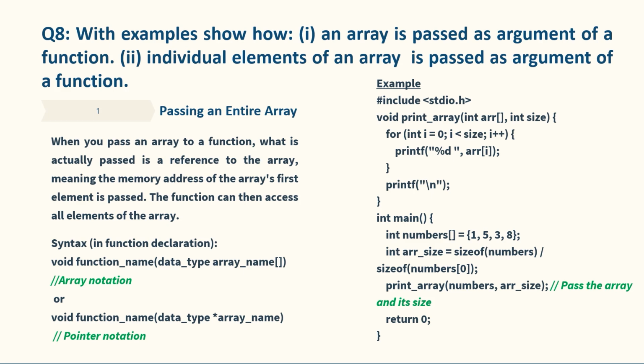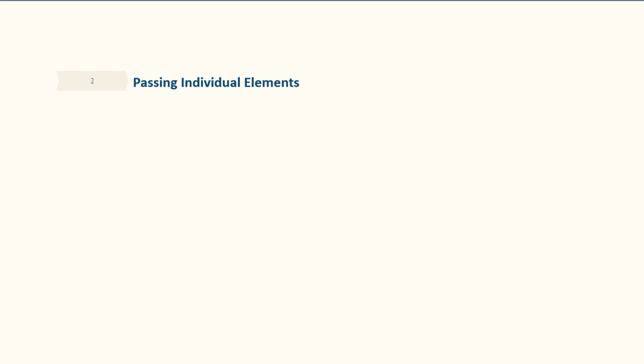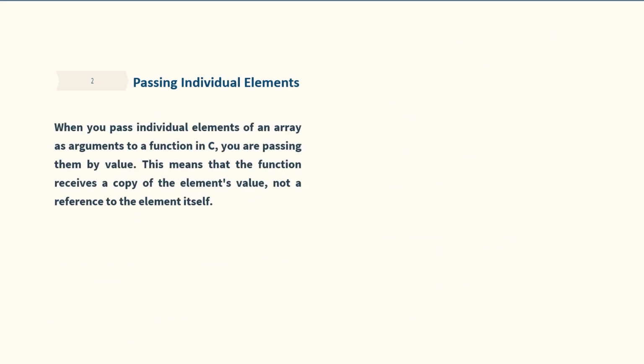Let us see the second answer. Passing individual elements. When you pass individual elements of an array as arguments to a function in C, you are passing them by value. This means that the function receives a copy of the element's value, not a reference to the element itself. The syntax is same as normal function declaration. The type of formal argument should be same as the type of actual argument. Let us see the example.